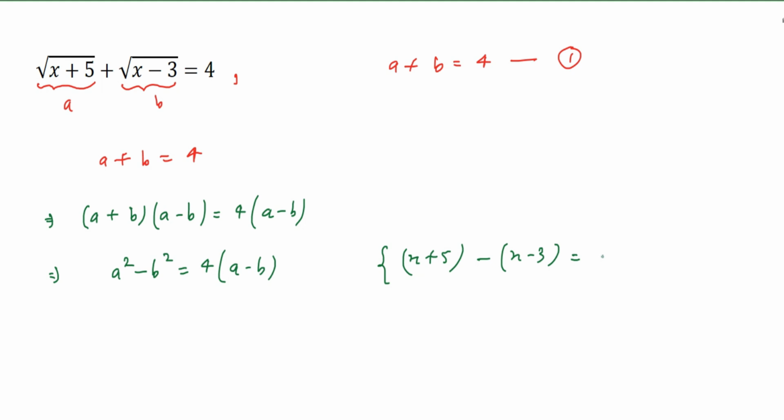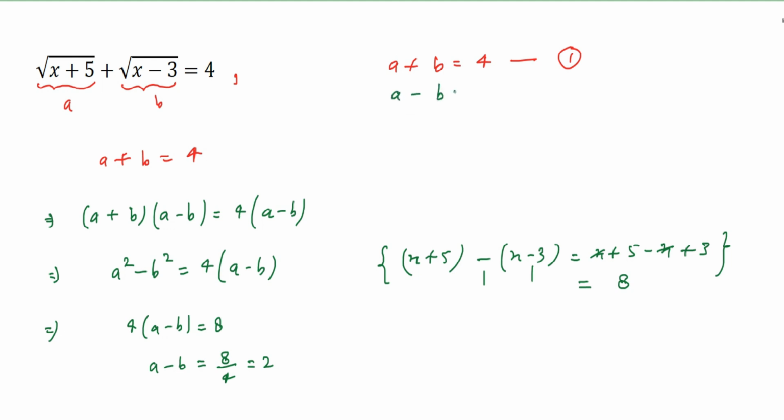After simplifying this expression, we will have x + 5 - x, and this negative collectively will become positive, so + 3. From here, these two terms will cancel out, and 5 + 3 will become 8. That means from this equation we have 4(a - b) = 8. Further, a - b = 8 divided by 4, that will become 2. So we can write a - b = 2. Let's call it equation number 2.